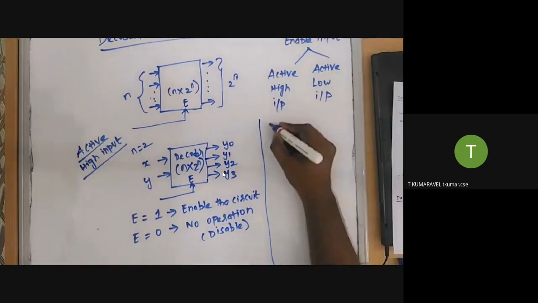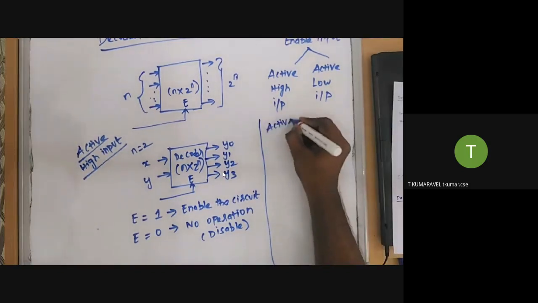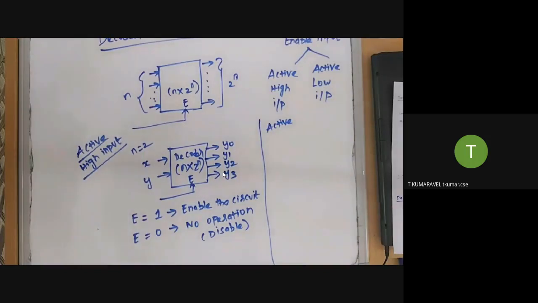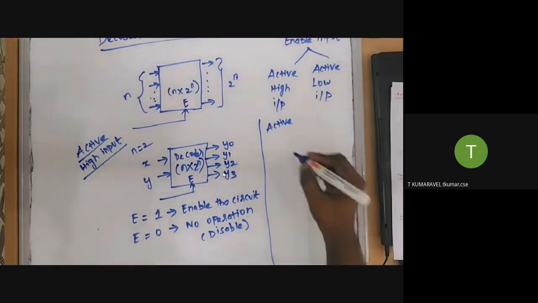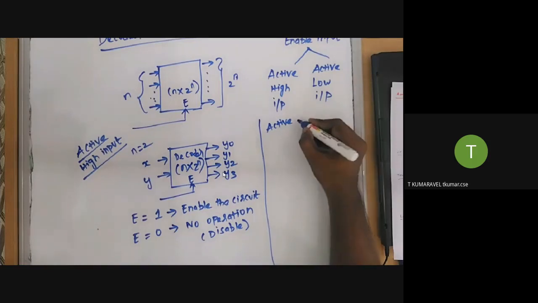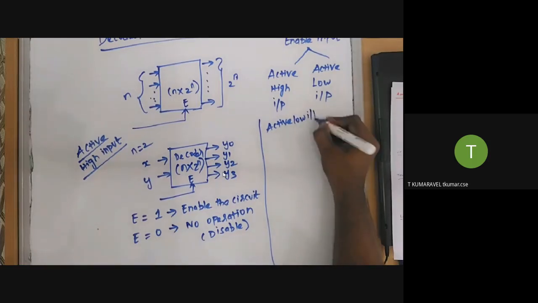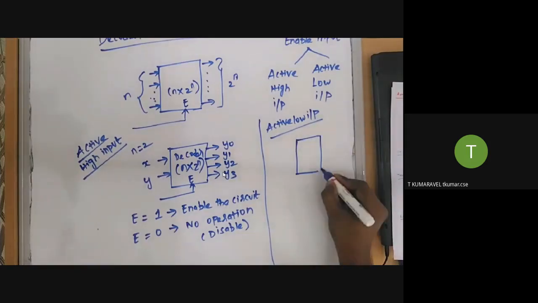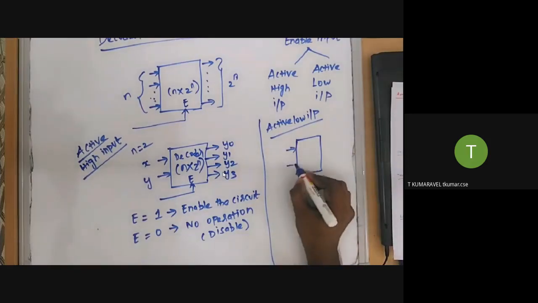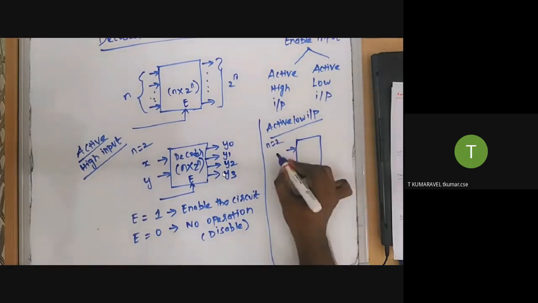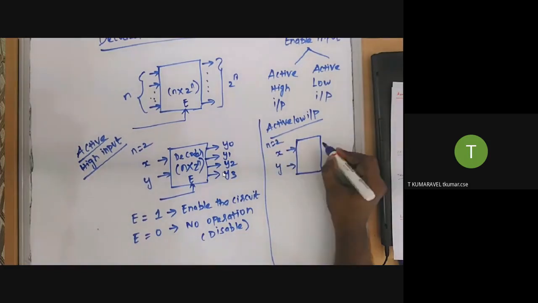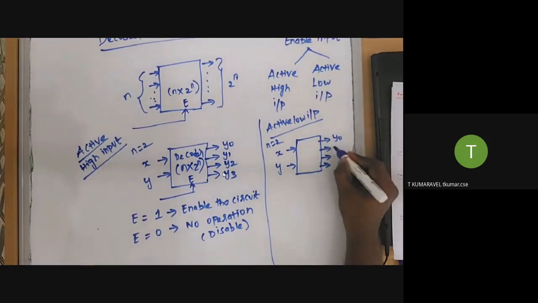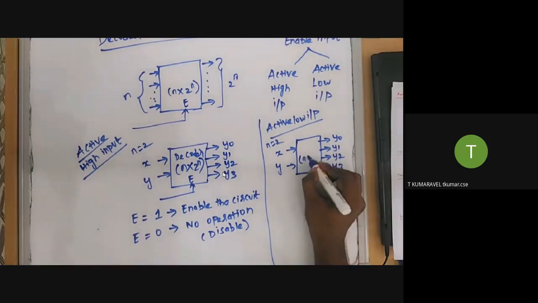So what is the meaning of active low? Active low is just opposite to active high. Similarly, I'm going to take the same decoder, that is n equal to 2. It's going to take 2 inputs from the user and then generate 4 outputs, namely y0, y1, y2 and y3. So n into 2 power n.